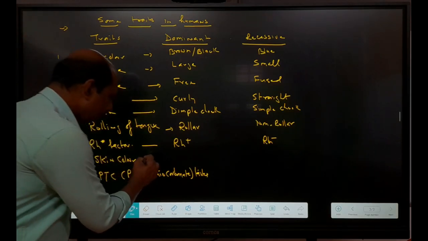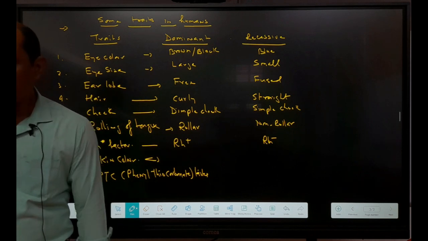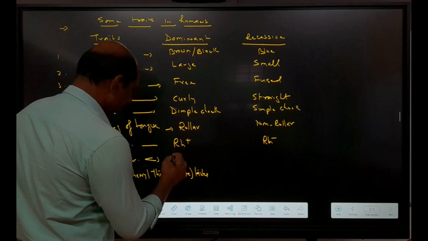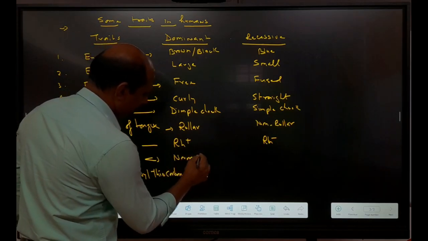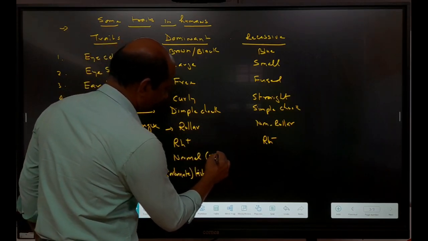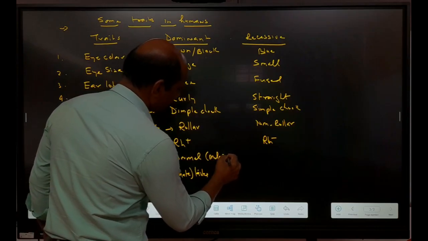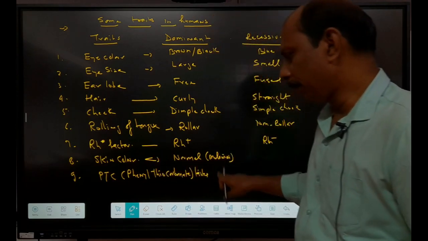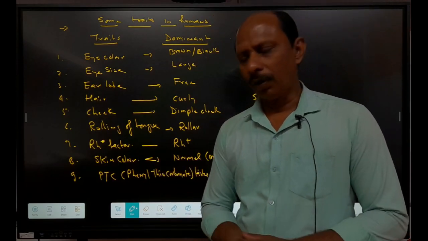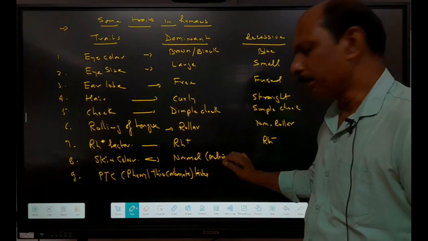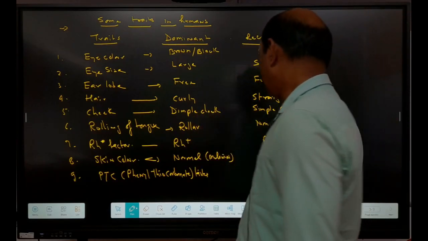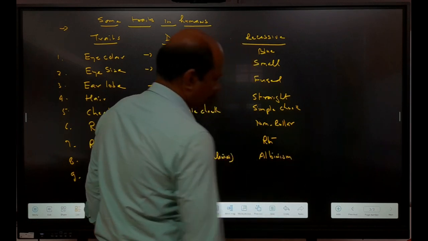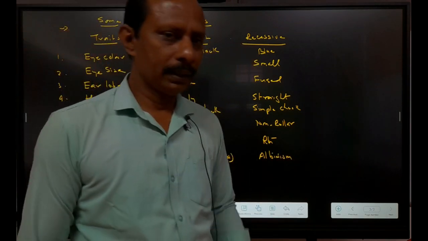Now skin color. Skin color pigmentation, normal skin or skin with melanin, because it is a polygenic inheritance. Polygenic means more than one gene. Three genes are involved for skin color, right? So normal or melanism, black color skin, is dominant over albinism. Albinism is white skin, right?